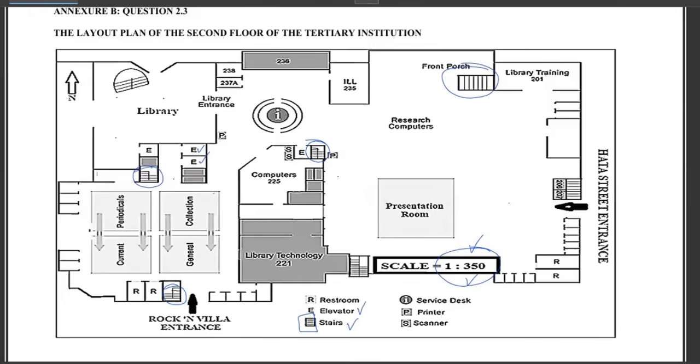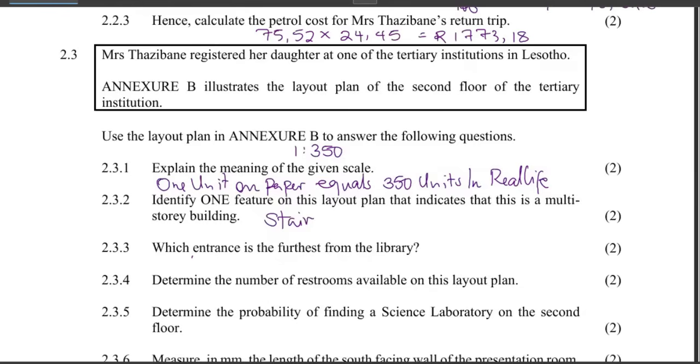First and foremost, allocate the library. Here we are. This is the library. Then entrances that we have, this one's nearer. You see that? Then another entrance is this other one here. So the farthest is Atta Street entrance.